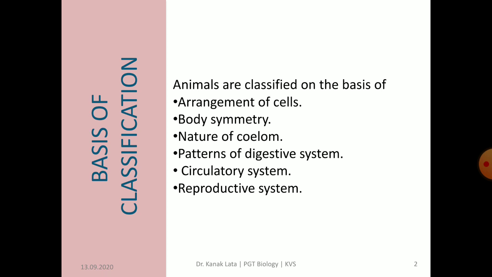Animals are also classified on the basis of reproduction and developmental processes. Fertilization may be external or internal, cross or self-fertilization. They may be oviparous or viviparous. Further development may be direct or indirect. Thus, we have seen that there are different bases for classifying animals.